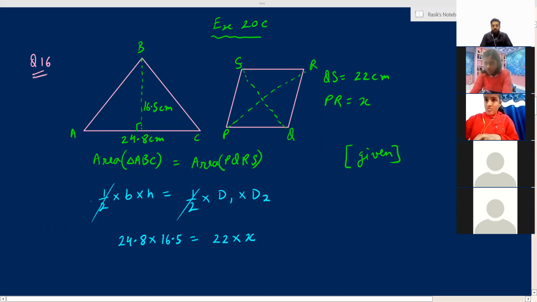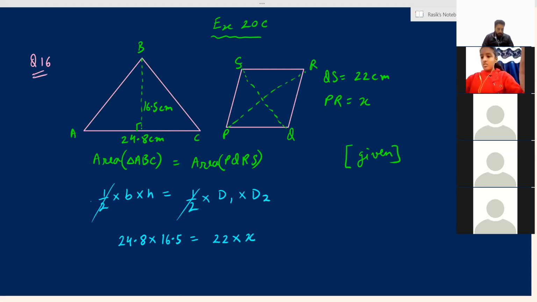After completing, post your answer in the group. I was posting the answer, but sir, my device got switched off. Okay, no problem. Other students also post your answers. Post the answer of question 14 also and 16 also, all of you.